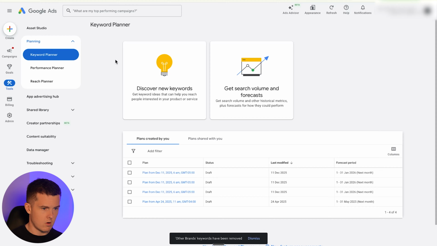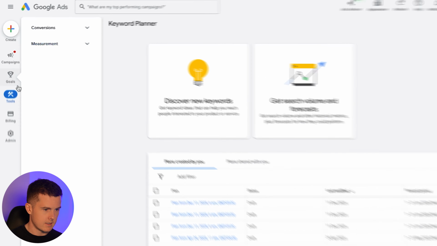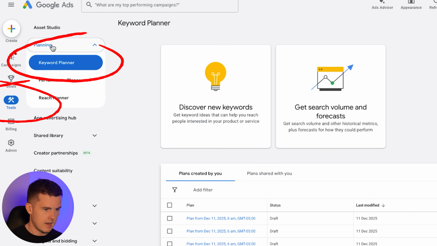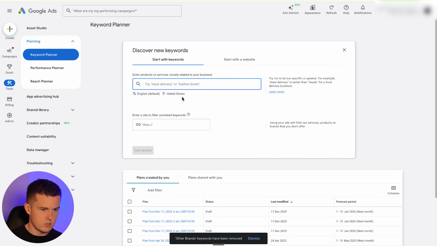So I am already in Google Ads Keyword Planner, and you can access the Keyword Planner by clicking Tools and under Planning, going to Keyword Planner. I'm going to click on Discover New Keywords. And I'm going to set my location here to the United States.